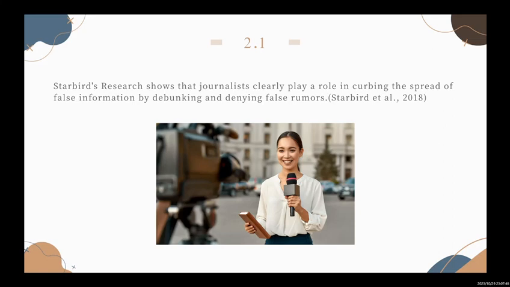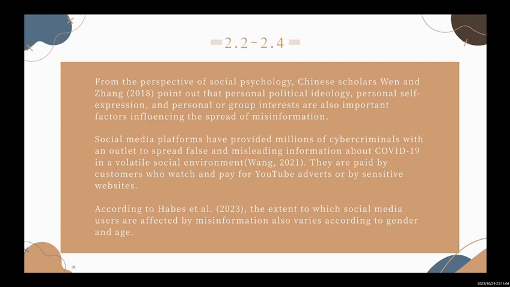Research shows that journalists clearly play a role in curbing the spread of false information by debunking and denying false rumors. From the perspective of social psychology, Chinese scholars Wen and Zhang point out that personal political ideology, personal self-perception, and personal or group interests are also important factors influencing the spread of misinformation.